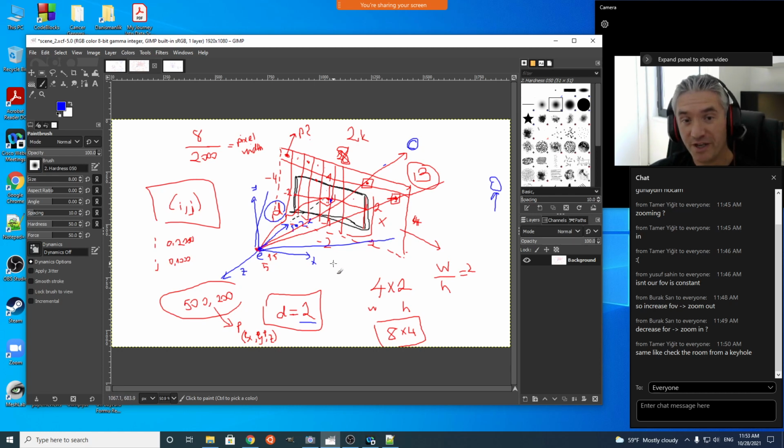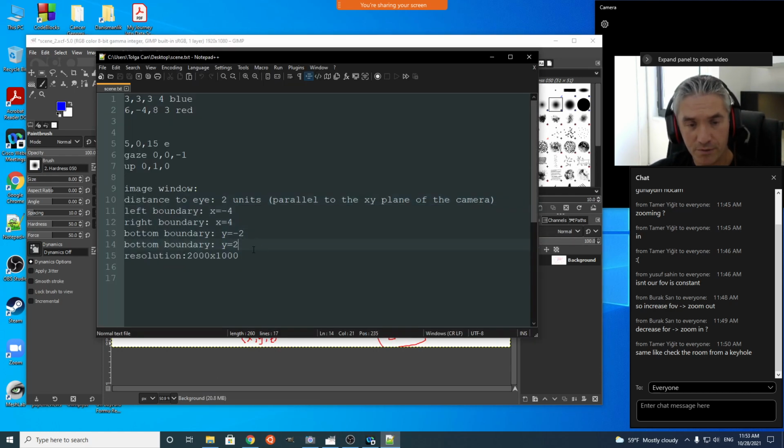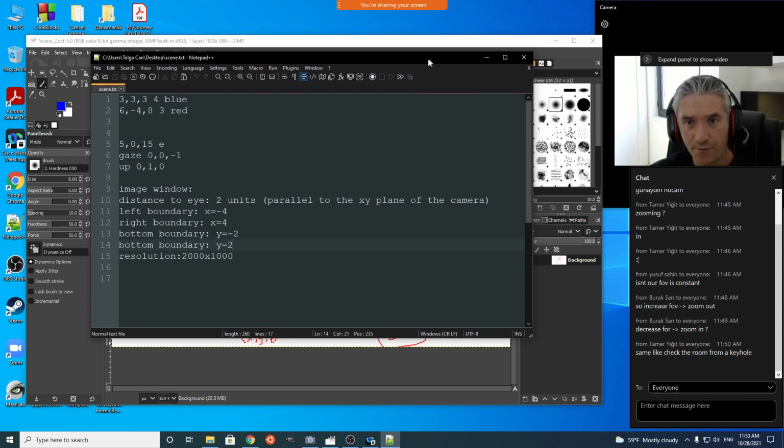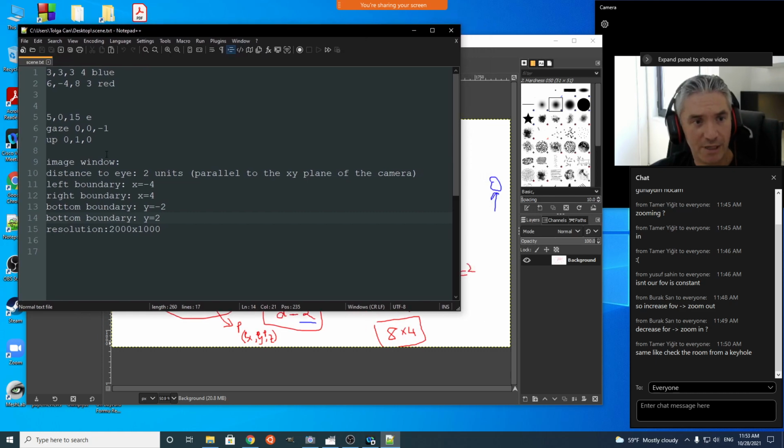When you're setting up these parameters, it's good to know what happens. Given these parameters, for example, we have a scene description here. With these given values, we can actually compute our field of view angle, right? With some trigonometry, we would be able to compute the field of view angle. So how would we do that? Let's see. The distance to I is 2 units, and minus 4, 4, minus 2, 2.